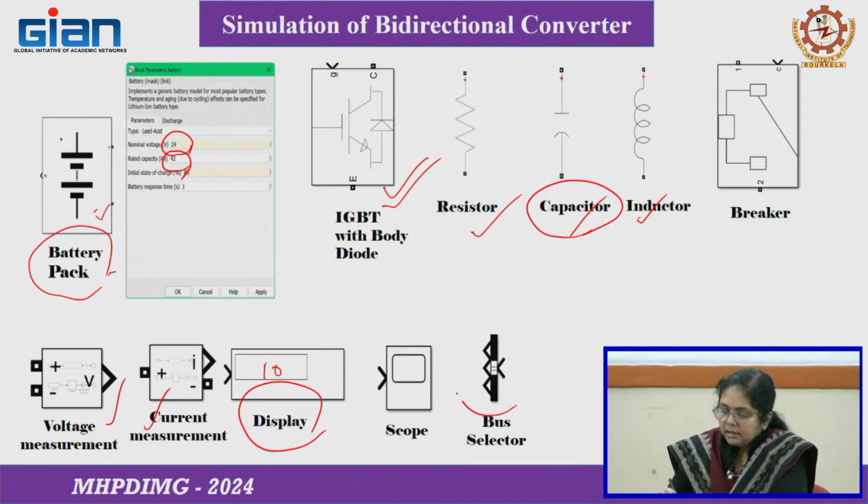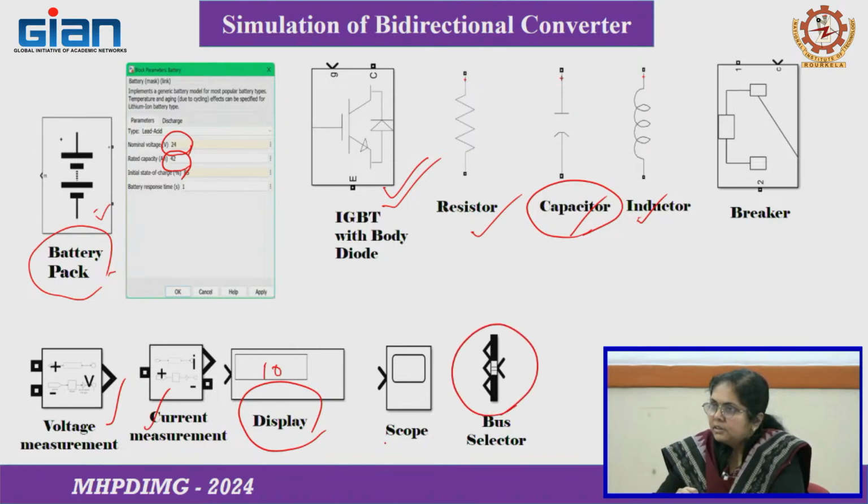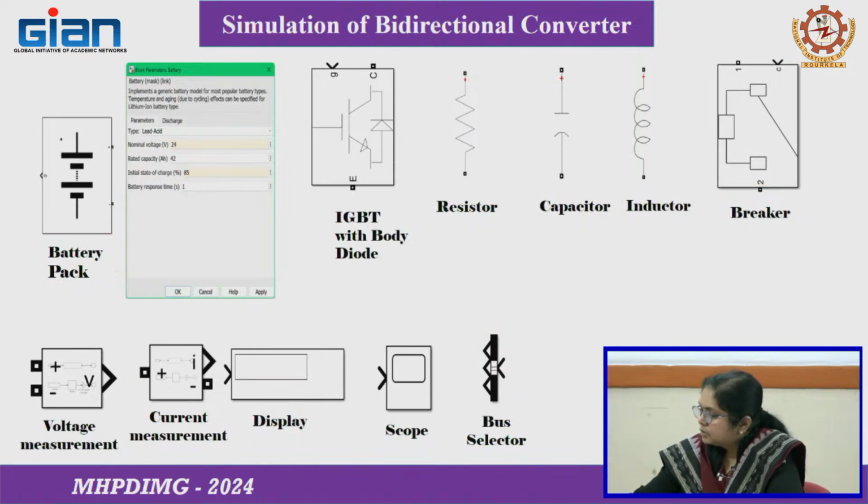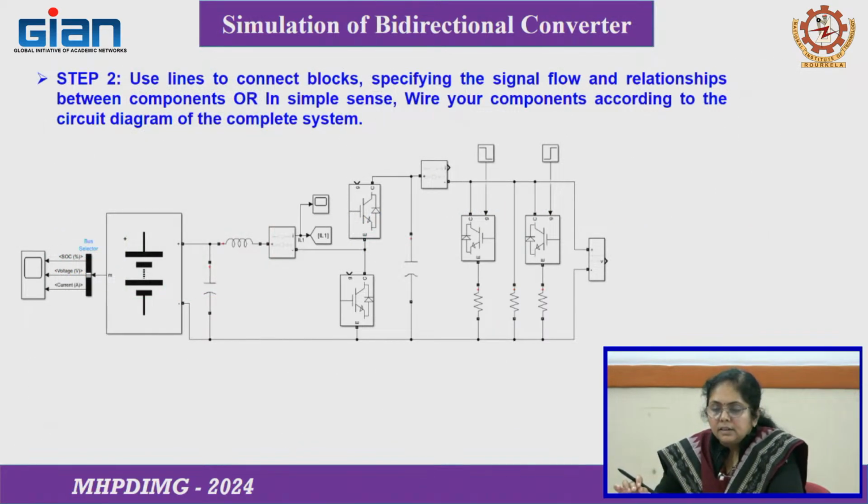And if you want to merge the signals you want to see, you can use the bus selector. And this is the breaker, which in this model we are using to switch on and switch off to change the loads. So, after following those steps you can make your model, which looks like this.